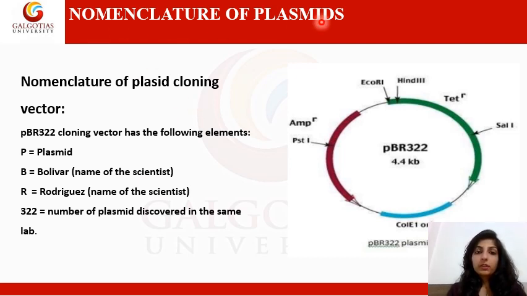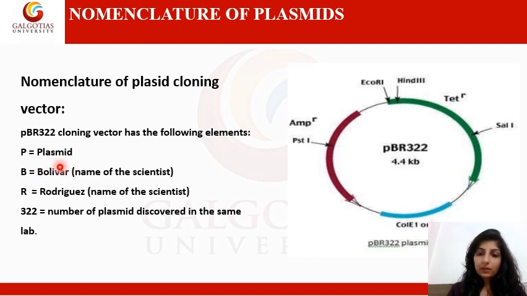Now if we talk about the nomenclature of plasmids, this is the structure of the pBR322 plasmid. This is the amplification region. Here we have EcoRI, and tetR. So the pBR322 cloning vector has the following elements.